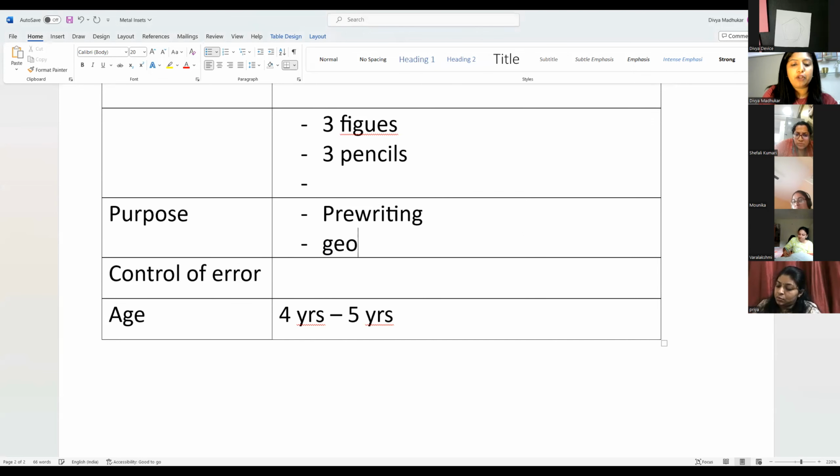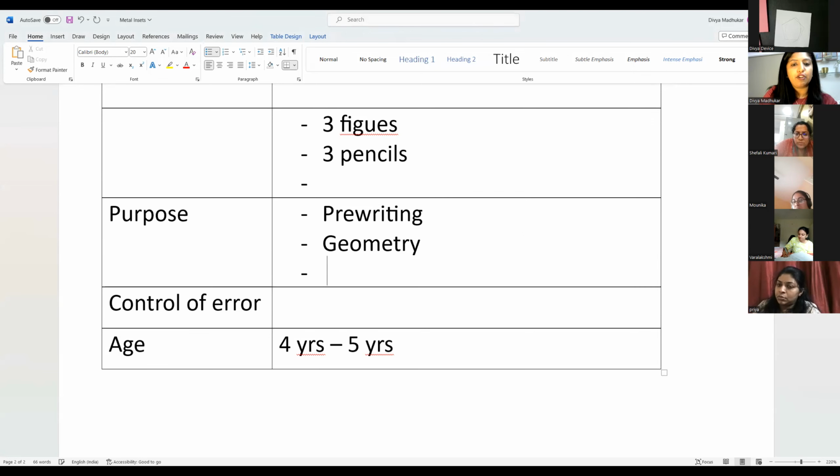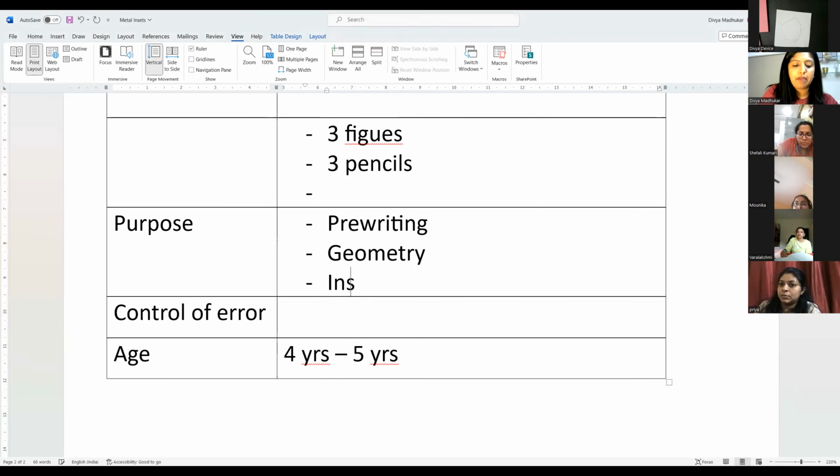It is also helping me to prepare my geometrical skills. Drawing skills are improving, and the child is able to color better. It's also like I'm being introduced to a writing instrument. It's an instrument, right? So my child is also being introduced to writing instruments. So they would love to work with all of that.